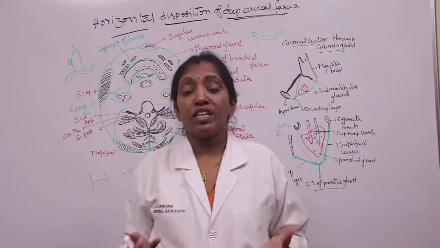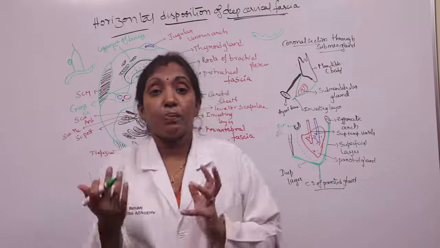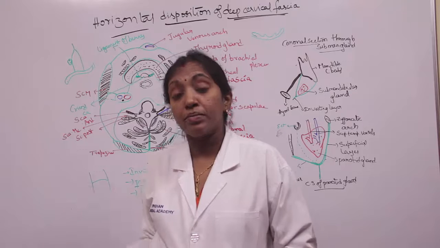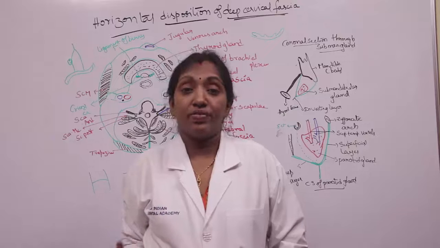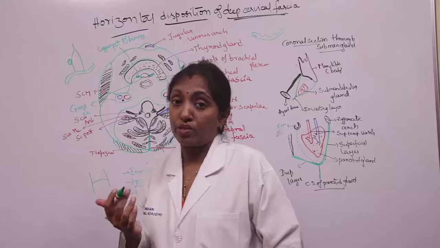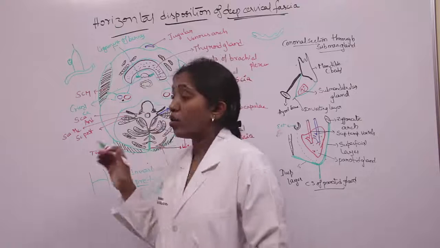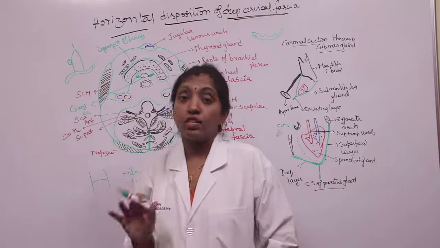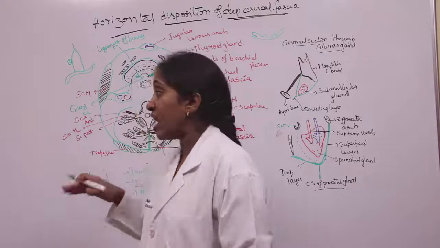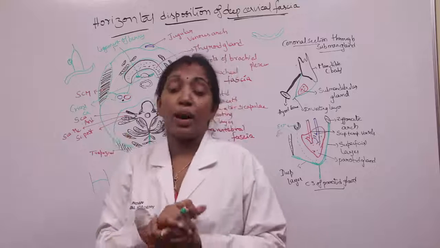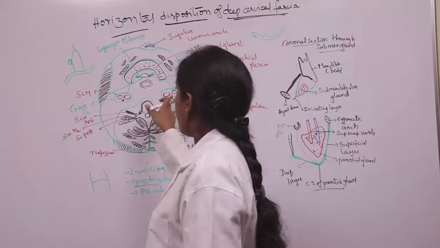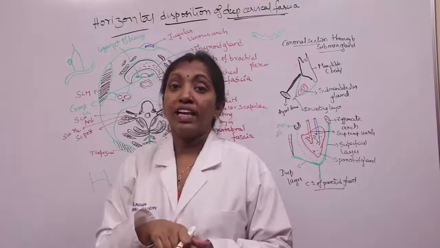So the swelling of the thyroid gland extends backward because the posterior layer is ill-defined and very thin. It extends backwards and compresses the esophagus, causing dysphagia. So that is the pretracheal fascia horizontal extent.